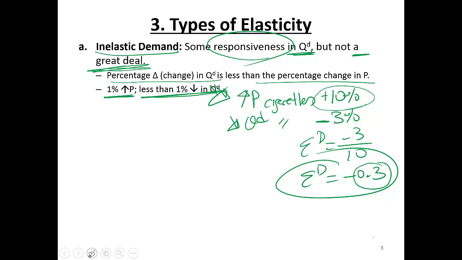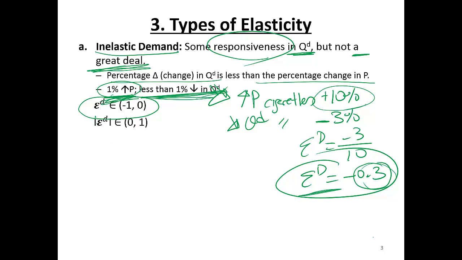So a 1% increase in price, that's what elasticity gives you. 1% increase in price leads to a less than 1% decrease, a 0.3% decrease in quantity demanded, so you've got yourself inelastic demand. Whenever you see price elasticity of demand between negative 1 and 0, that's inelastic.